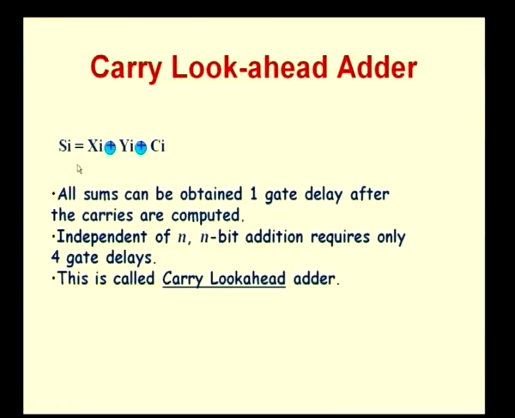Once I have all the C's computed, all the sums can be obtained 1 gate delay after that. So, whatever the value of n, an n bit addition will require only 4 gate delays: 3 gate delays to produce the various C's and then 1 gate delay after that to produce the S. So, this is called a carry look ahead adder.